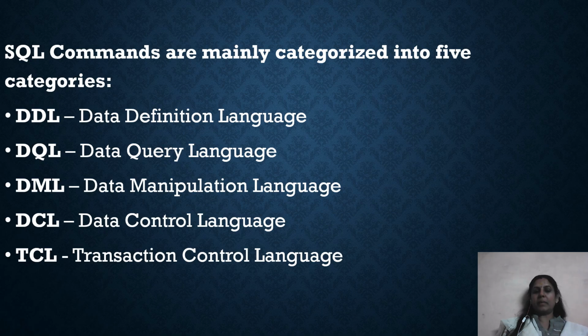SQL commands are mainly categorized into 5 categories. The first one is DDL, Data Definition Language. The next one is DQL, Data Query Language. The third one is DML, Data Manipulation Language. The next one, DCL, Data Control Language. The last one is TCL, Transaction Control Language.